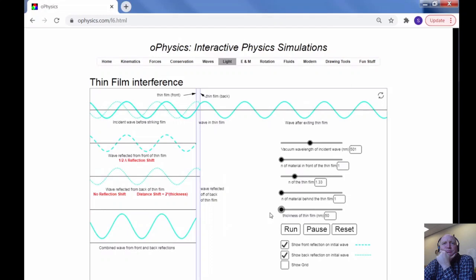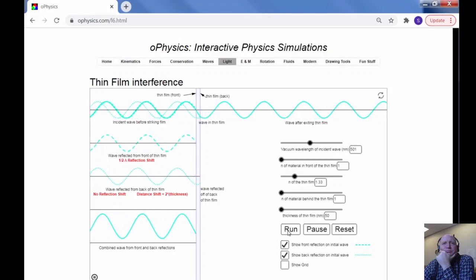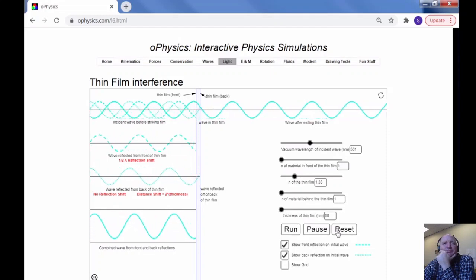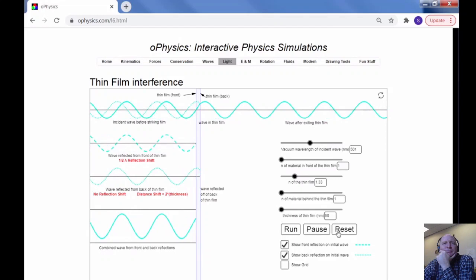I've changed the thickness of the film down as small as it will go in the simulation. If I tell it to run, it just animates things. Oh, very cool. See how things move. Not really necessary. Oh, I reset everything. Oh, good. My number stayed the same. Having it run is not really necessary to show what we need to see.